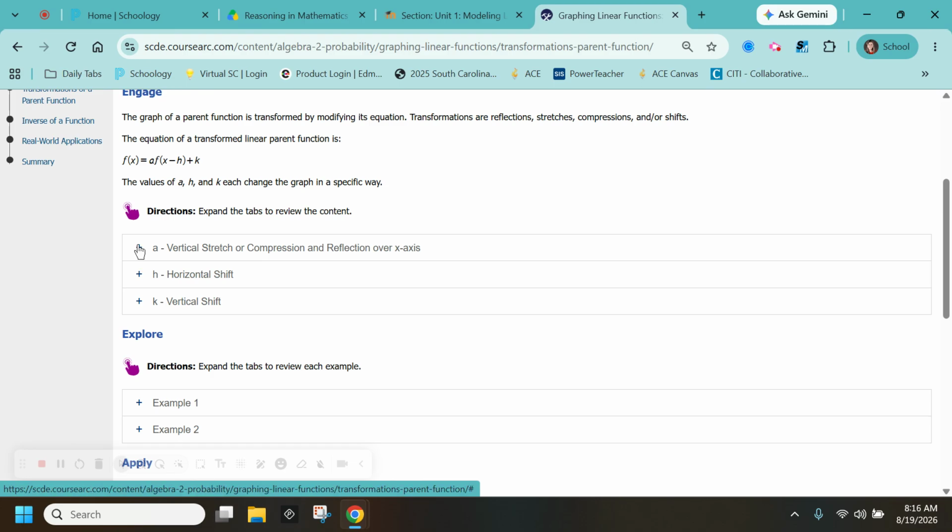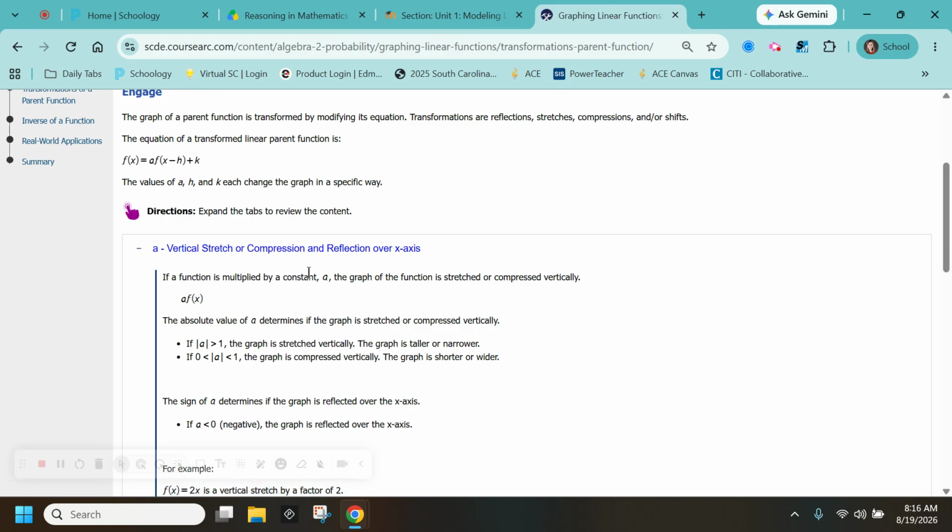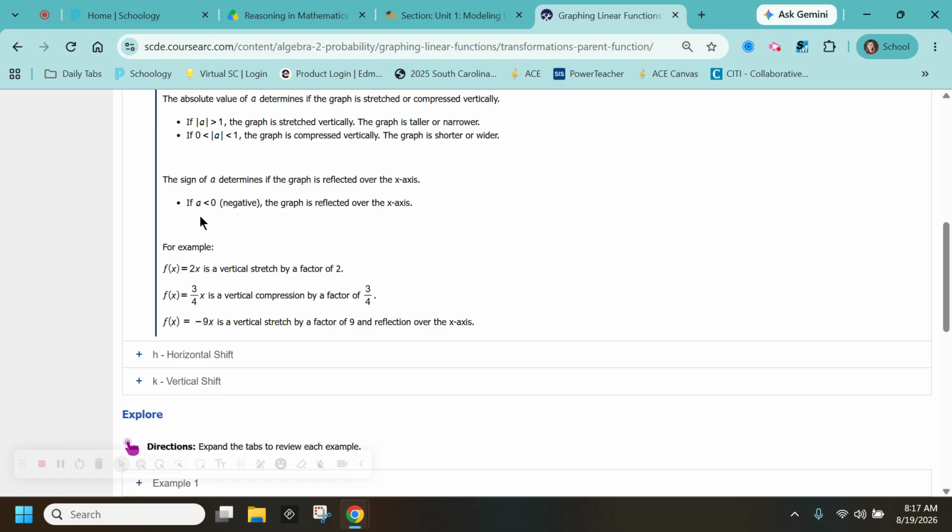The value of a is either a vertical stretch or compression and can also be a reflection over the x-axis. So if the absolute value of this first number is greater than 1, your graph is stretched vertically, meaning that the graph is taller or narrower. If the absolute value of a is between 0 and 1, so typically a fraction, the graph is compressed vertically, so the graph is shorter or wider. The sign of a, so positive or negative, if it's negative, the graph is reflected over the x-axis.